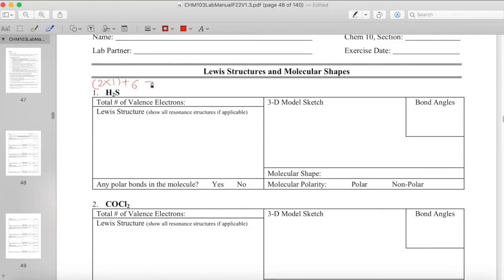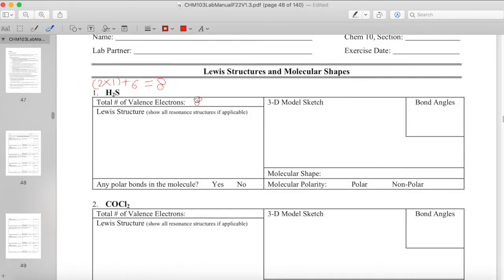So when we add this up, our molecule should have 8 valence electrons. Okay, so I guess I should write that there. All right, you have 8 valence electrons. So I'm kind of showing my math here, but this is basically where I figured out that the whole molecule has 8 valence electrons that should be represented.